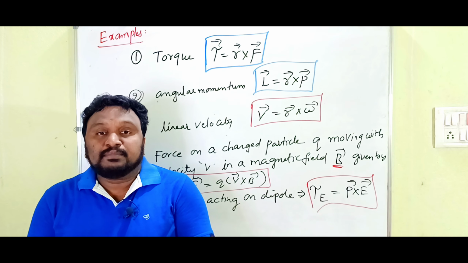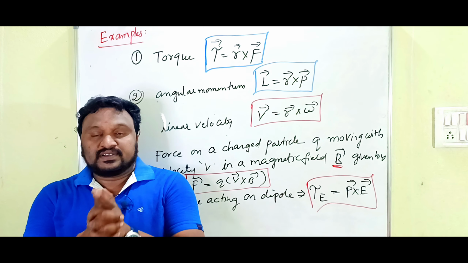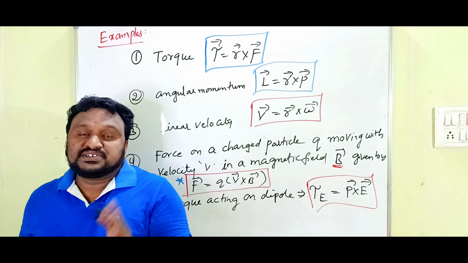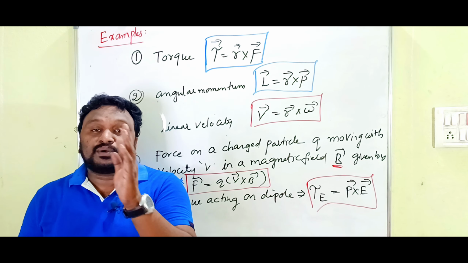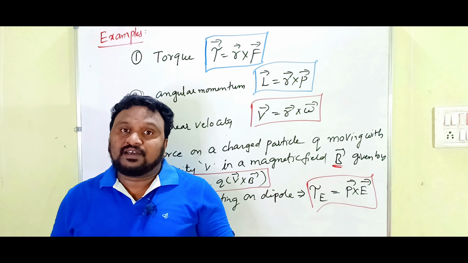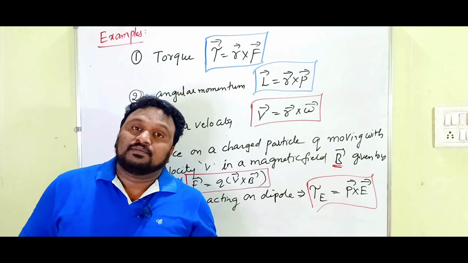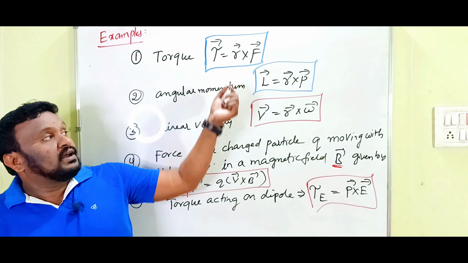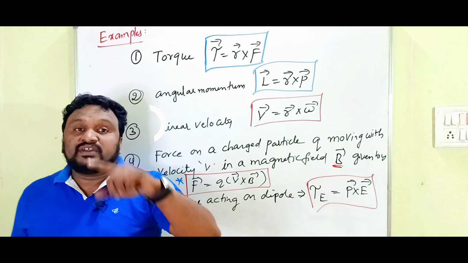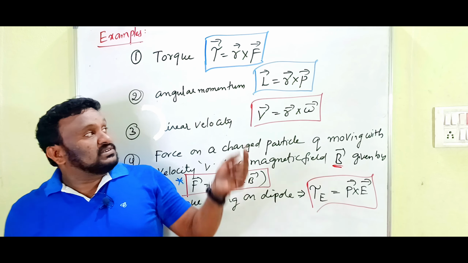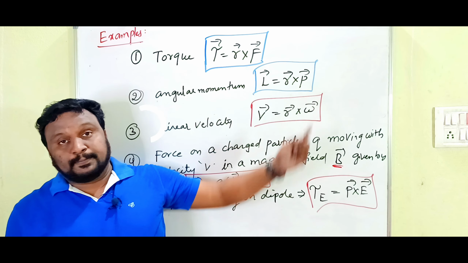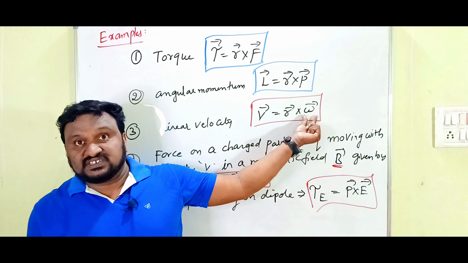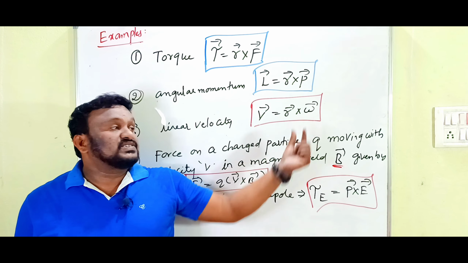So children, examples for vector product. The first thing is tau is equal to r cross F. What is tau? Torque. Tau is equal to r cross F. Here torque is a vector, force is a vector, and position vector is also a vector. This is one example. And the next thing is the relation between linear momentum and angular momentum, that is L is equal to r cross p. And similarly the relation between linear velocity and angular velocity, v is equal to omega cross r.